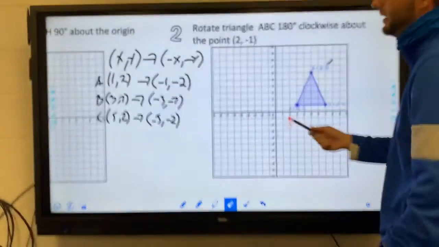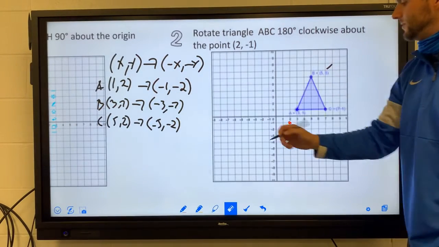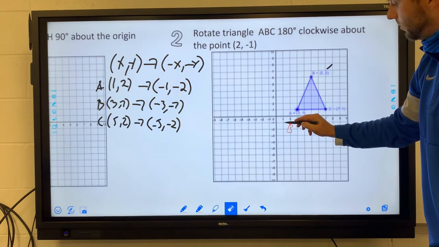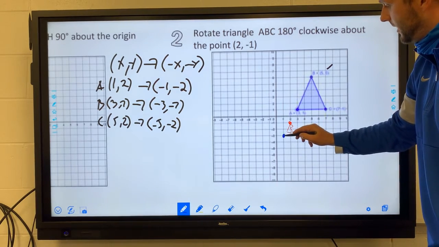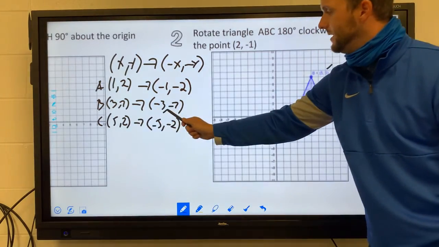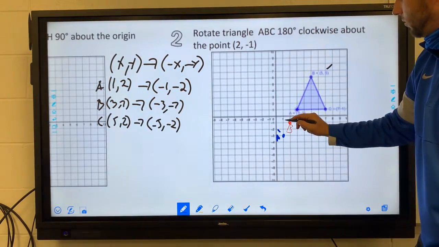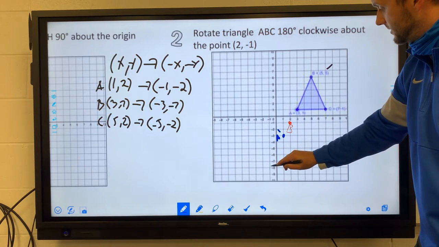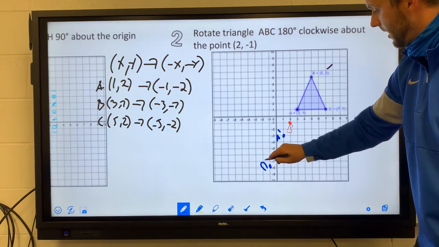So from point B, I'm going -1, -2. So from B, I'm going over 1, and then down 2: 1, 2. So this right here is going to be A prime, okay? B is going to be -3, -7. So 1, 2, 3, 1, 2, 3, 4, 5, 6, 7. So this is going to be B prime.